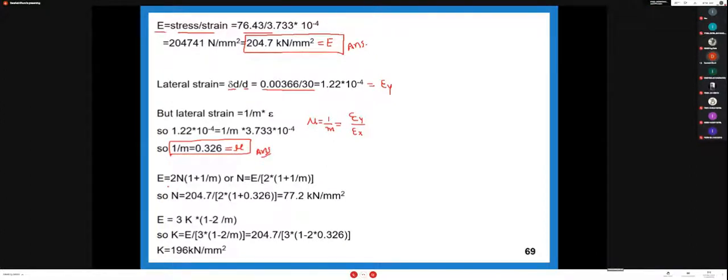Now using this relationship, E is equal to 2n into (1 plus mu), or 1 plus 1 by m. Okay. E value is known, mu value is known. So you can easily find out this unknown n. You just have to put the values in that equation. So you get the shear modulus, that is 77.2. That is our third answer.